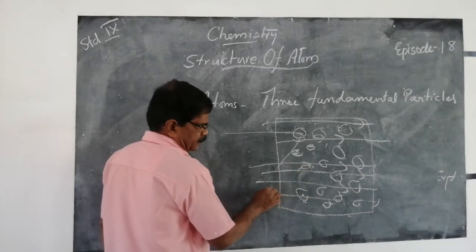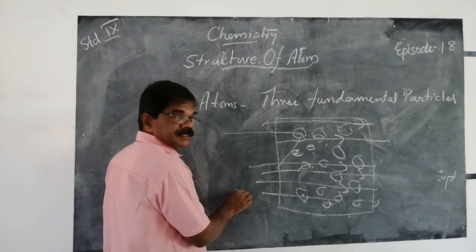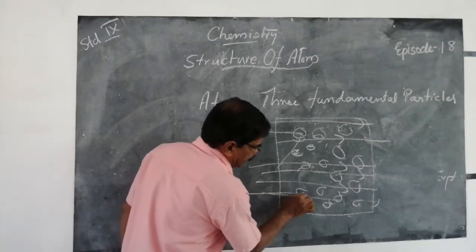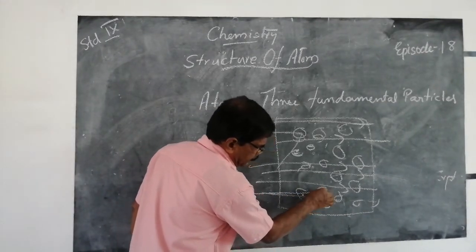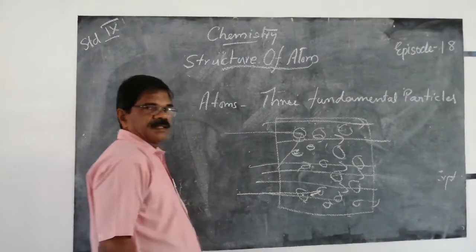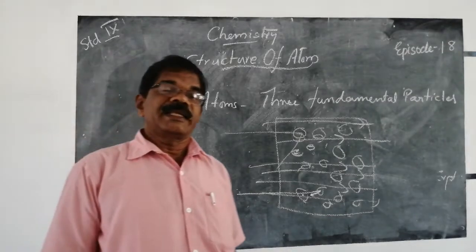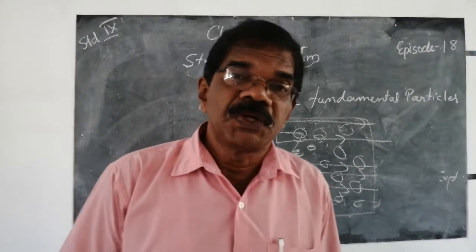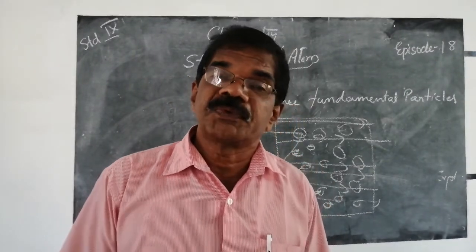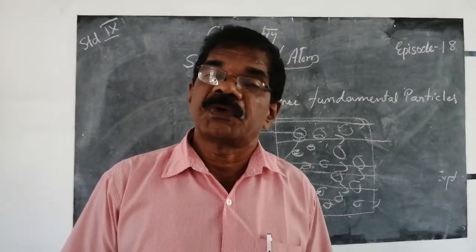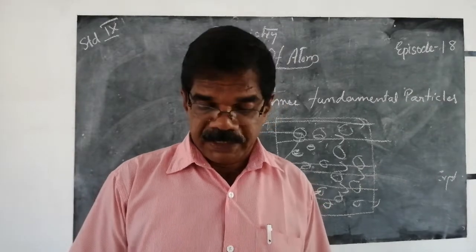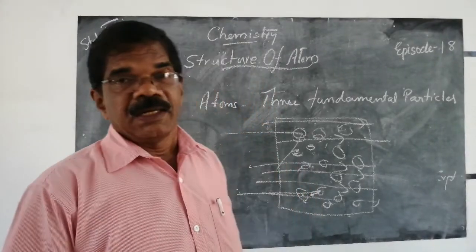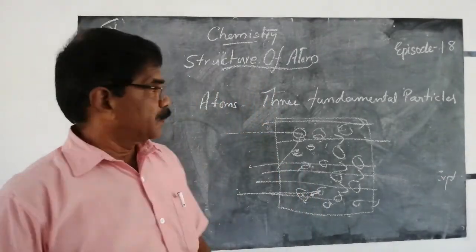But some rays struck the center of an atom and rebounded. The number of rays that rebounded was 1 out of 12,000. He proved the presence of protons in the center, in the nucleus. So, let us come to our conclusion.